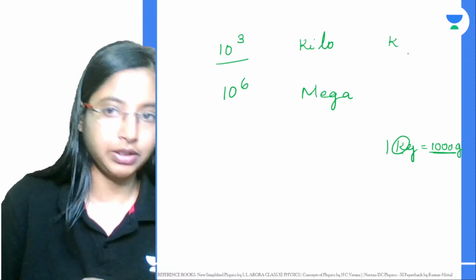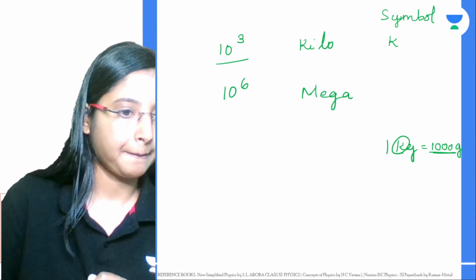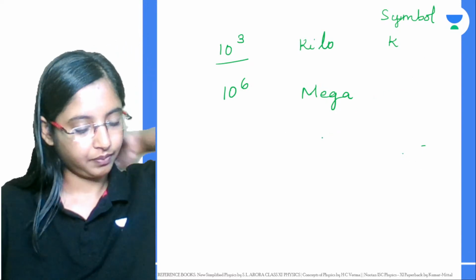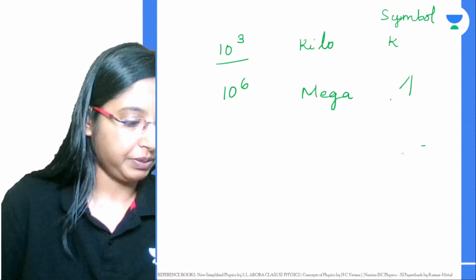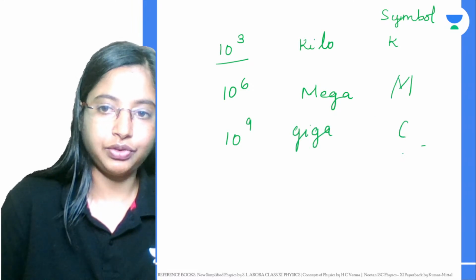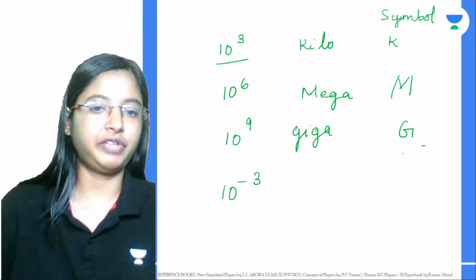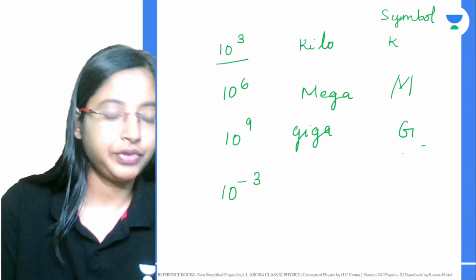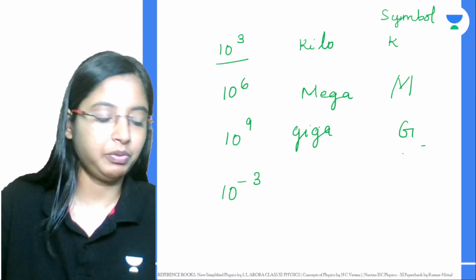That is mega. Do you know what symbol we are using? For kilo we use k. What about mega? What symbol will we be using in case of mega? For mega we use the capital M. Correct, Oshma, 10 to the power of 9 is giga, and the symbol we use is G. Let's say, what is 10 to the power of minus 3? What is the name of the prefix for 10 to the power of minus 3?